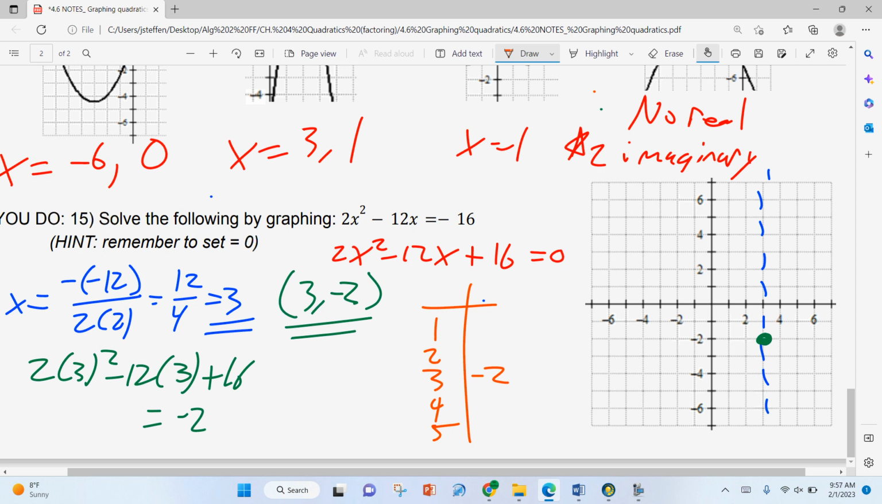So if I plug in 2, I get 0. Well, that already gives you your answer. And if I plug in 1, I get 6. So 2 is 0, 1 is 6. If you reflect those over, 4 is 0, 5 is 6.